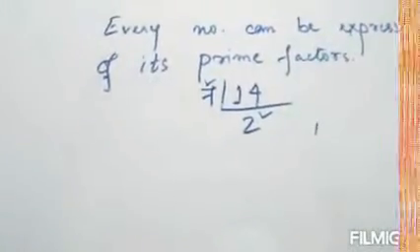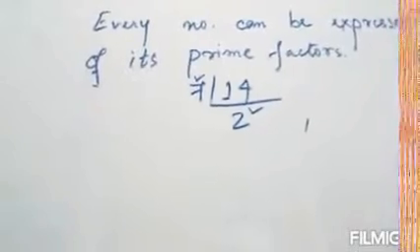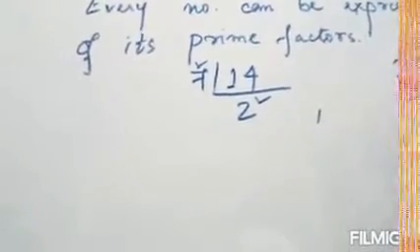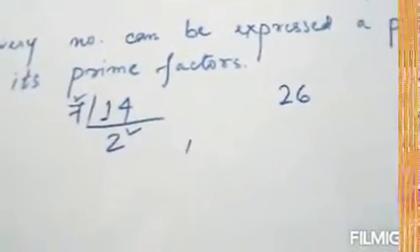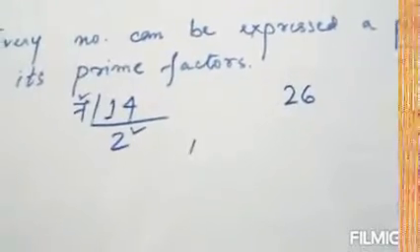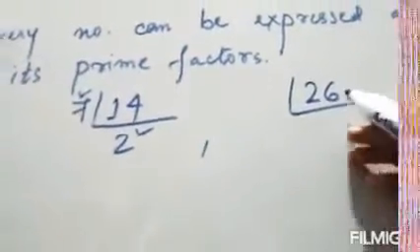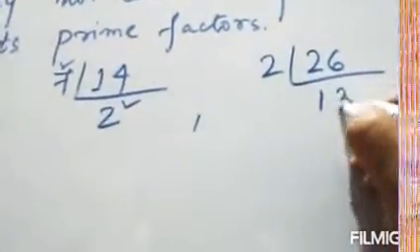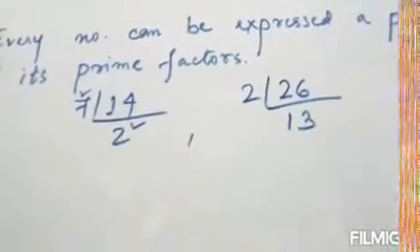Now let me take another number like 26. Okay, I'm taking another number as 26. Can this be expressed as a product of its prime factors? Okay, first prime number, what? As it is an even number, we'll start with 2. It will come as 2 times 13. See, again, it can be expressed as the product of its prime factors.